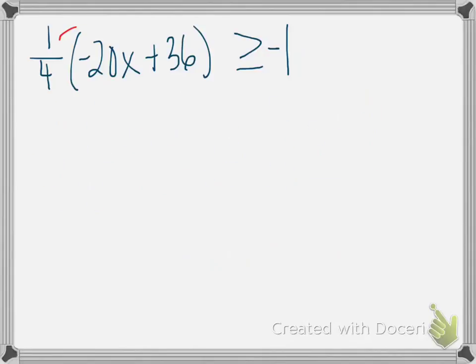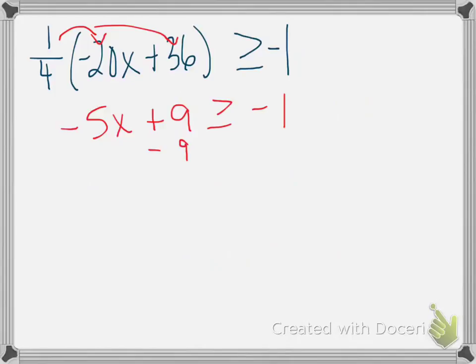Alright, so I need to distribute this 1/4 to both the negative 20 and the 36. So that gets me negative 5x plus 9 is greater than or equal to negative 1. I know many of you have commented that you have trouble with fractions. You get to use a calculator. So the fraction bar signifies division. So in the calculator you would type in 1 divided by 4 and then times negative 20. That gets you negative 5. And then 1 divided by 4 times 36 will get you the 9.